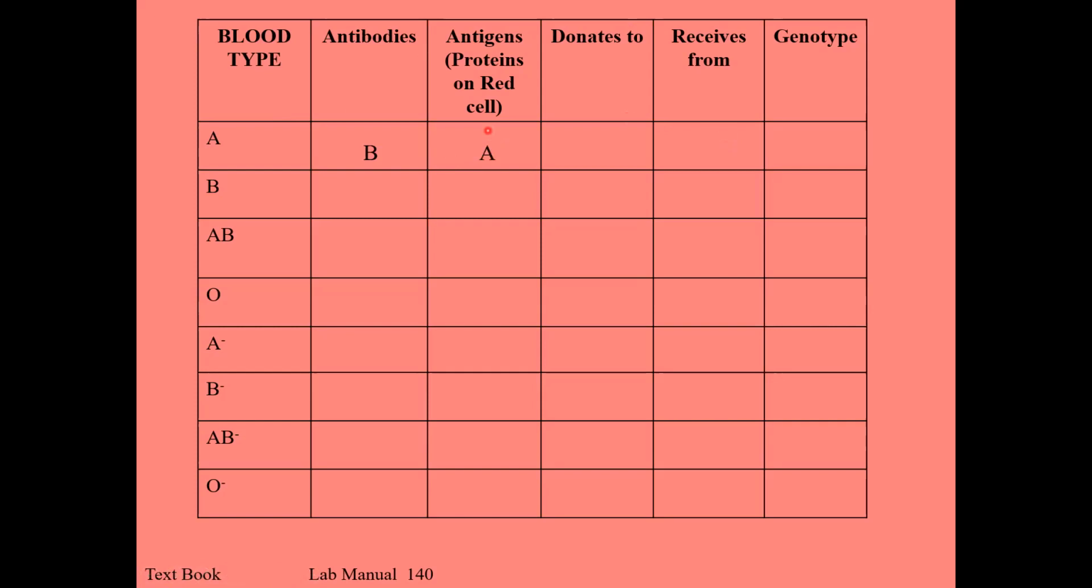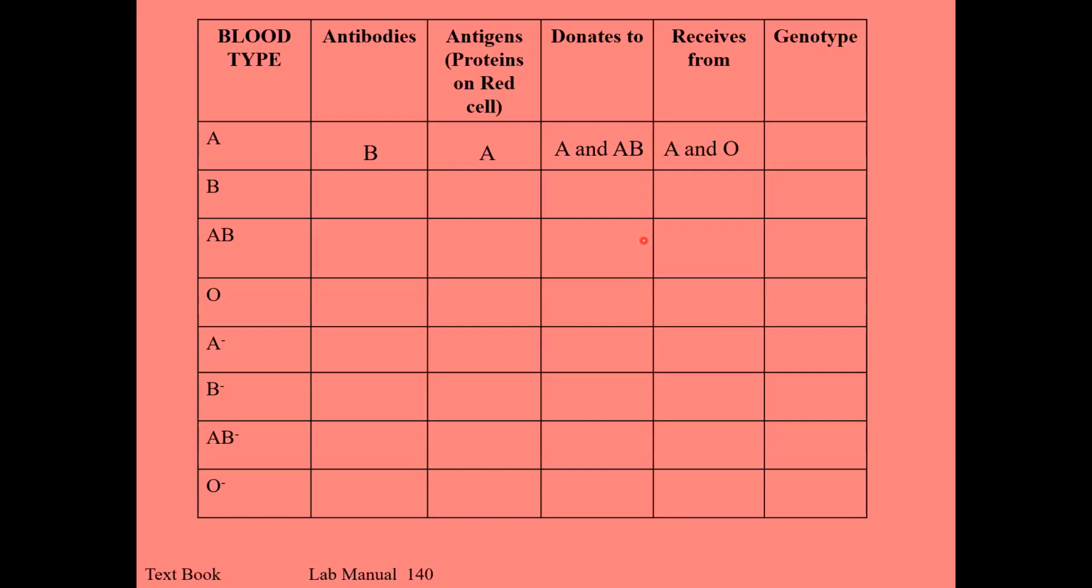Now the question becomes, who can you donate to, who can you receive from? So A can donate to A, and A can donate to AB. Why can they donate to AB? Remember, in the plasma of a person with AB, they do not have antibodies. So an A cell can swim around in the plasma of an AB person with no fear of being attacked because they don't have the antibodies.